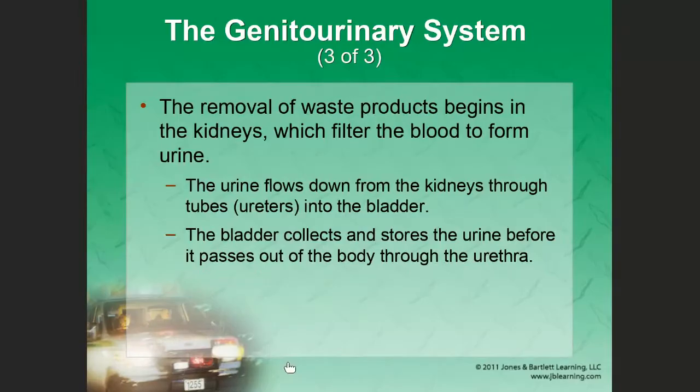Now, the removal of waste products begins in the kidneys, which filter the blood to form urine. So the kidney is basically the toilet of the human body, and if there is not enough water in the toilet, it can't flush. So in order for the filtration process to occur, enough water must be there. The urine flows down from the kidneys through the tubes, the ureters, into the bladder. The bladder collects and stores the urine before it passes out of the body through the urethra.